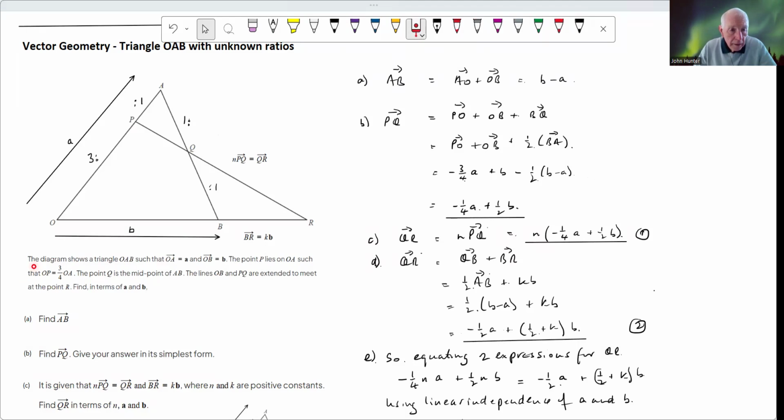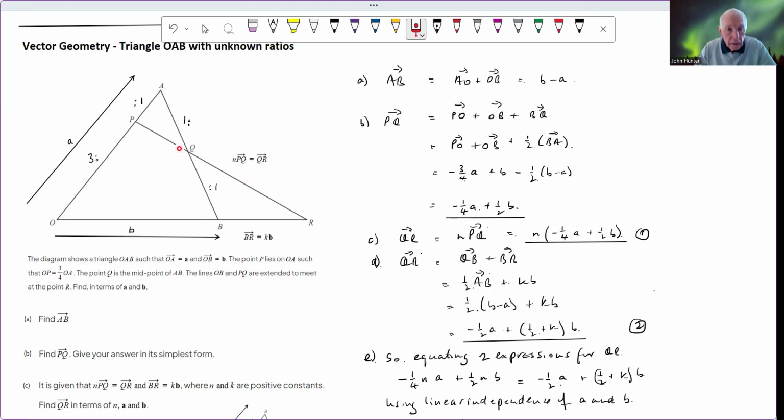The diagram shows a triangle OAB such that OA equals A and OB equals B. Yep, that's our A marked on here. P is on OA such that OP equals 3/4 of OA, so that means that ratio is 3 to 1. Q is the midpoint of AB. Doesn't quite look it there, but these diagrams are always not to scale. So that's the midpoint of AB.